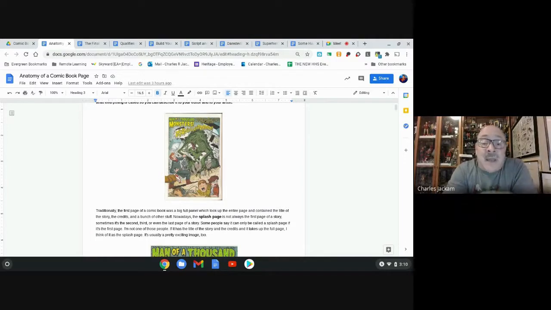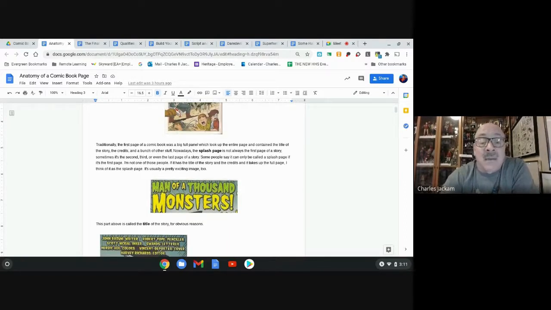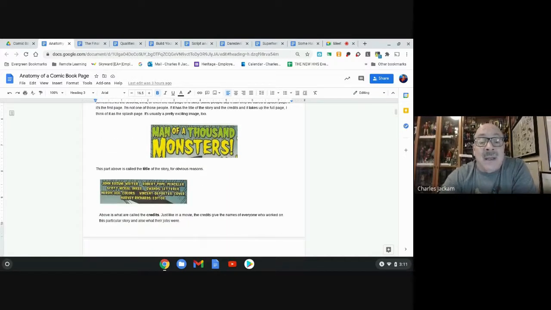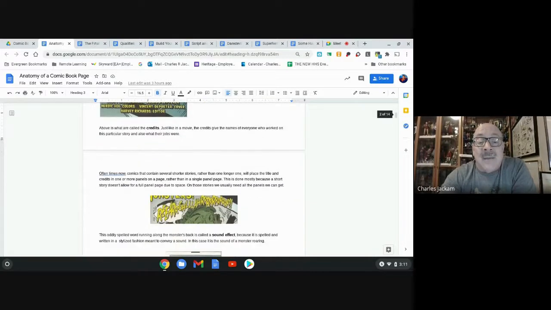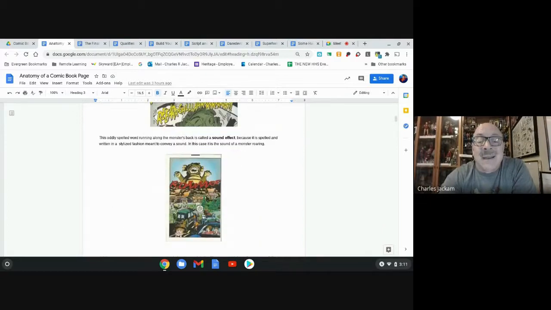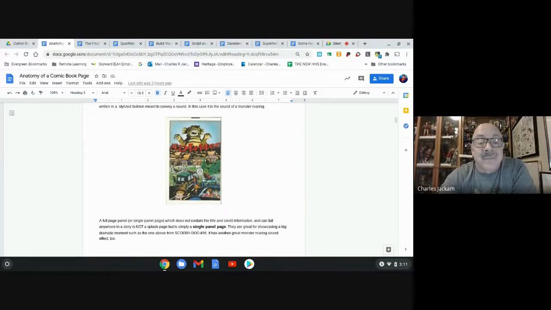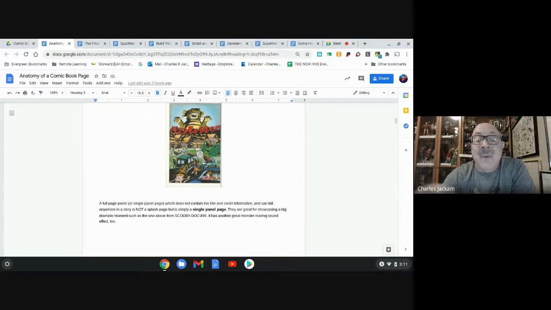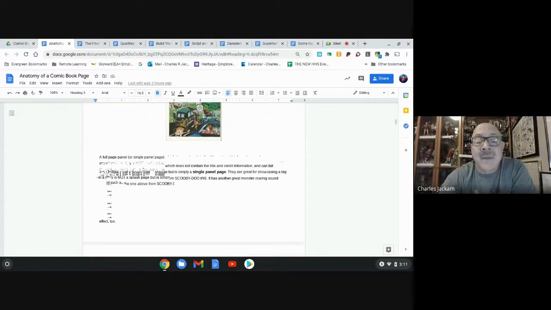If it is just a one-page part of the story later on, it's called a one-panel page. But in this case, it has a splash because it has the title, the credits, also has a sound effect, which, by the way, you get to make up your own sound effects. That, by the way, is an example of a single panel page. You will get copies of this.